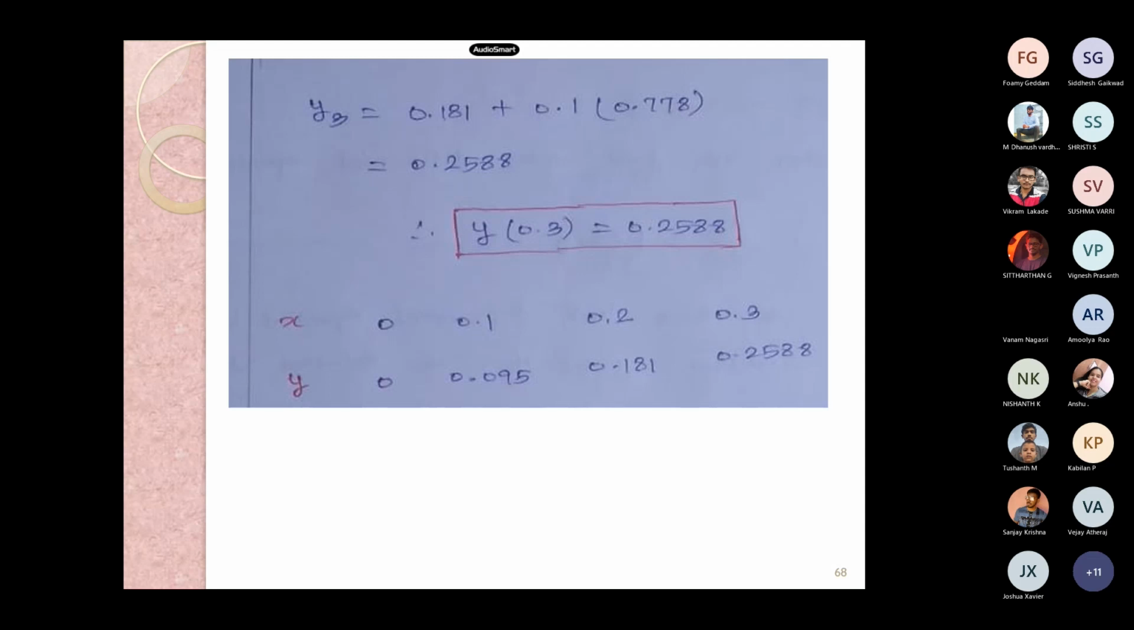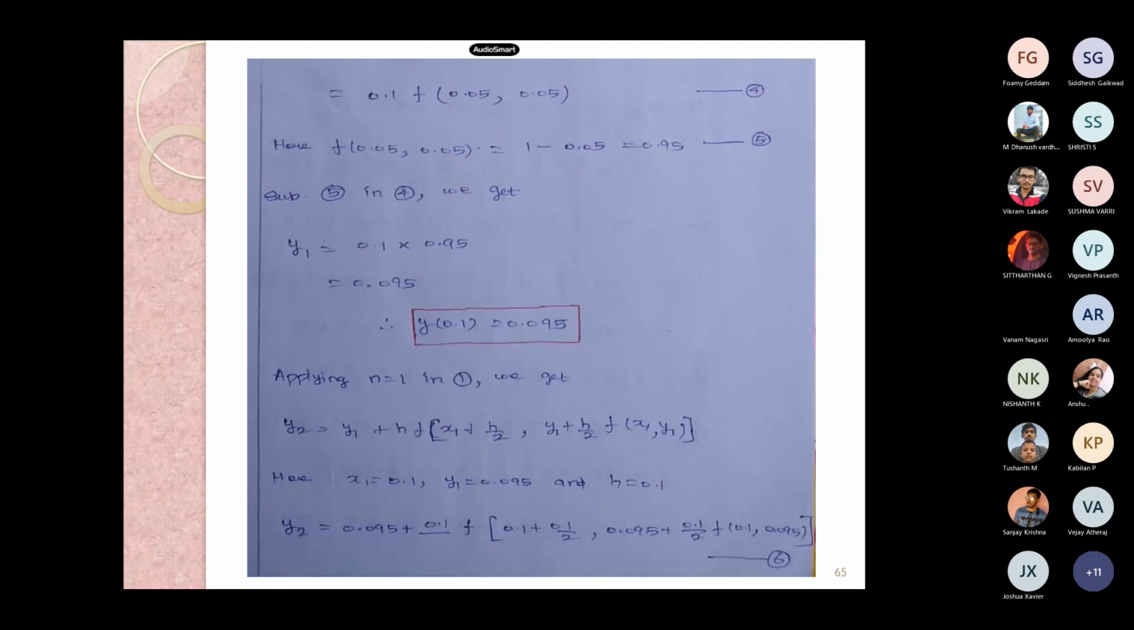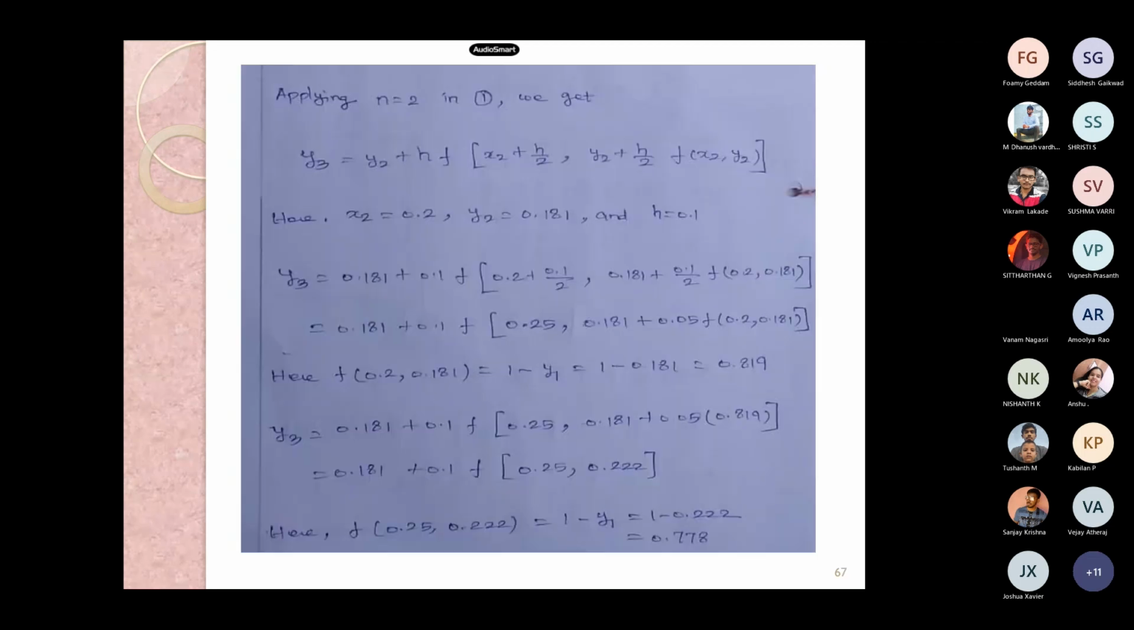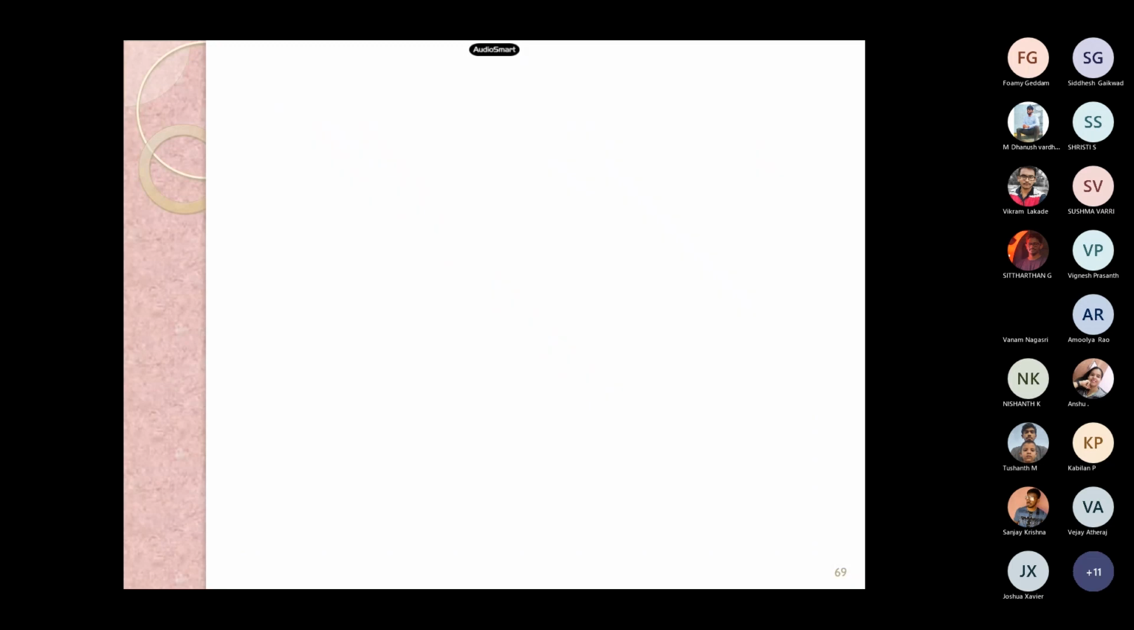And here essentially we need to find the value of y of 0.1, 0.2 and 0.3. When applying n is equal to 0, you will get y of 0.1. When applying n is equal to 1, you will get y of 0.2. When applying n is equal to 2, you will get the results of y of 0.3.